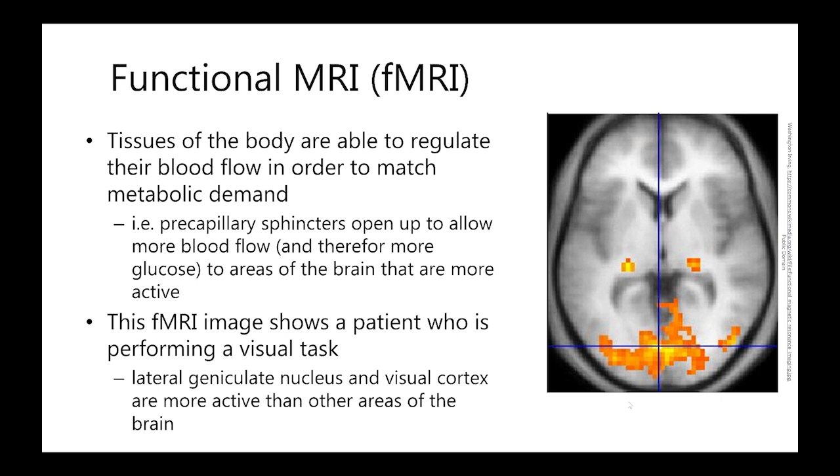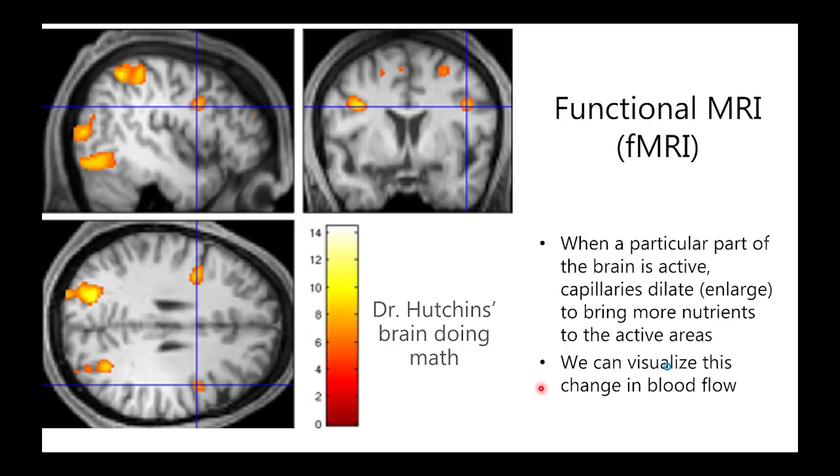So whenever a part of the body is starved for energy, it actually asks for more blood flow to come into it. This is through a series of what are called precapillary sphincters that open up the capillary bed and allow more glucose and oxygen to flow into areas of the brain that are more metabolically active. Here in this functional MRI, we can see the location of the lateral geniculate nucleus, and we can see the location of Brodmann 17, which is what we're calling primary visual cortex back here.